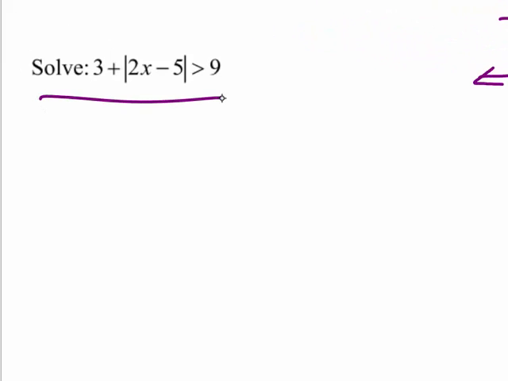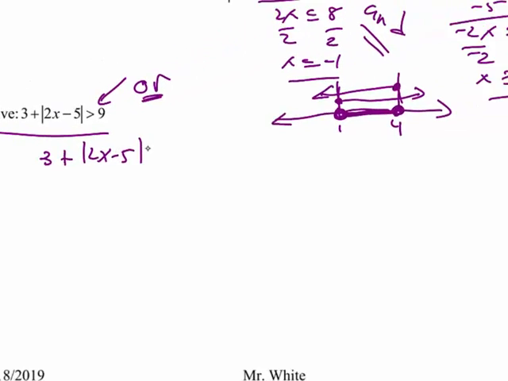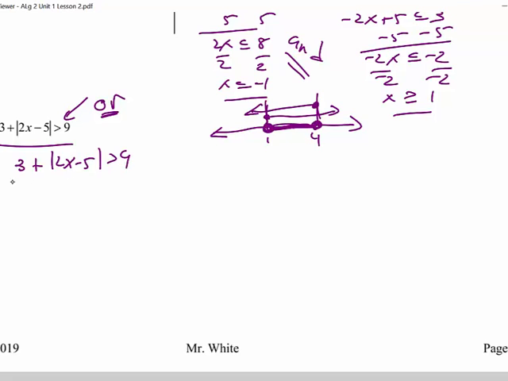Okay, so now we're going to solve another one with greater than. You've got to remember that when you do greater than, it's "or," but you've got to make sure it's greater than when you solve it. When you go to solve this problem, you want to get rid of anything on the outside that's just in your way. So you start by subtracting 3 from both sides. Then you get the absolute value of 2x minus 5 is greater than 6.